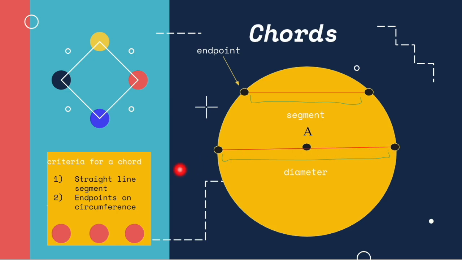First, ask yourself, is the line a straight line segment? Second, are the endpoints of the segment on the circumference of the circle? If so, then you have a chord. Here we have a diameter.